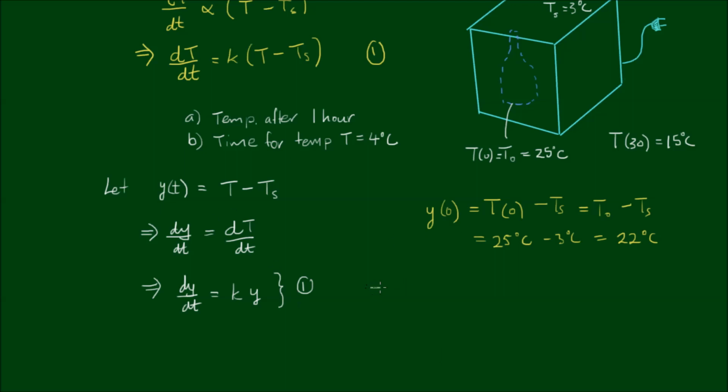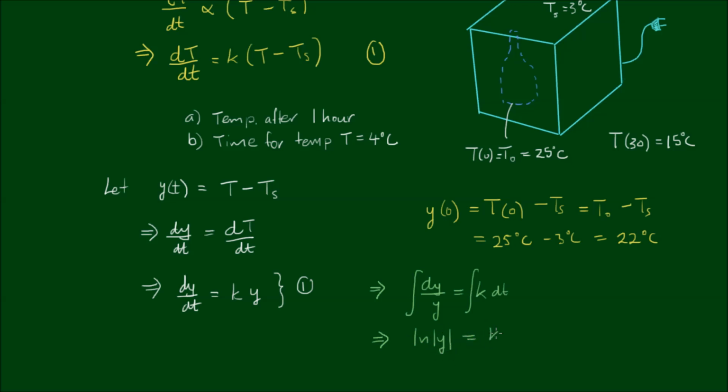So from here we can go ahead and separate the variables. So we have dy on y equals k dt, and once we have separated the variables, we can integrate both sides. And the left hand side integrates to log of y.